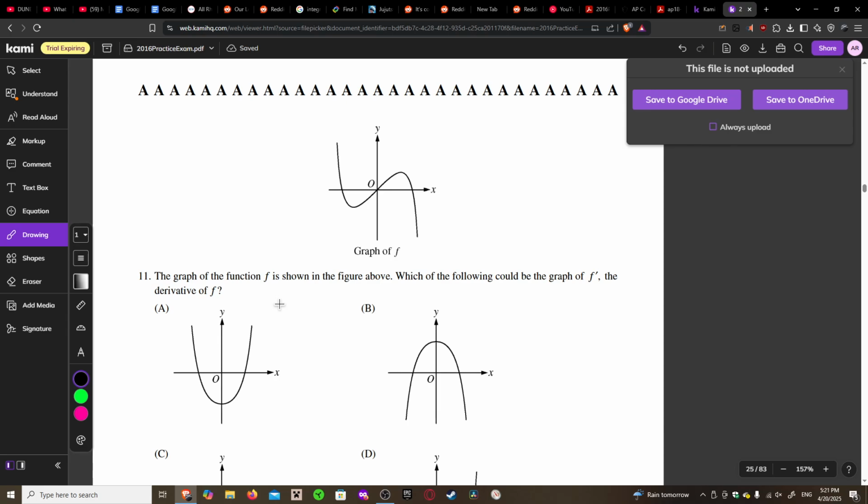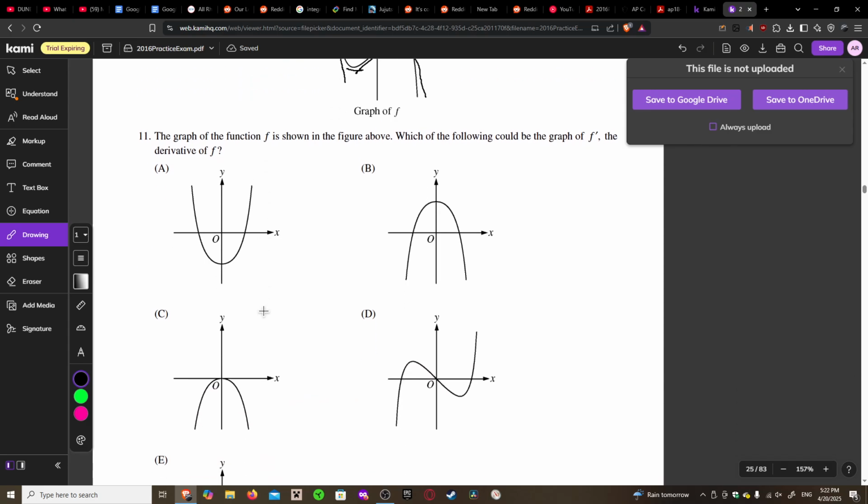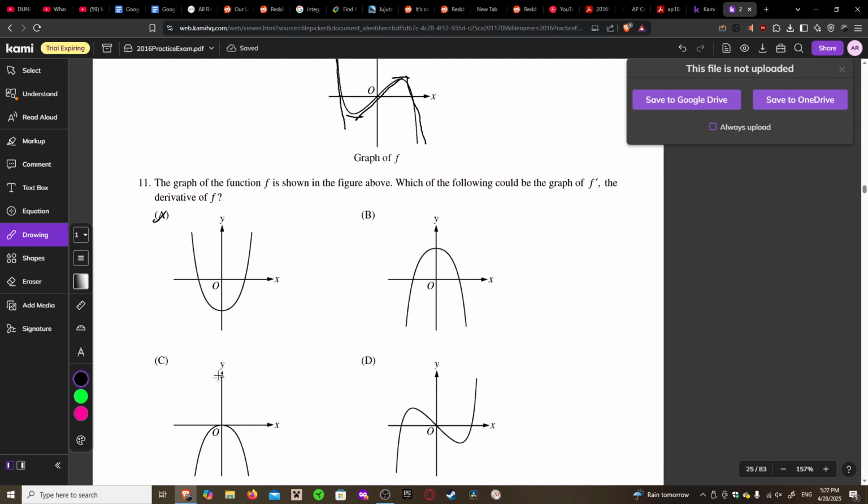The graph of the function, which of the following could be a graph of f prime and the derivative f? It starts negative, bottoms out, then positive, then negative, caps out, then negative. So it's not going to be this because it starts off positive. That could be it. It's not this, and that's an odd function, so no.